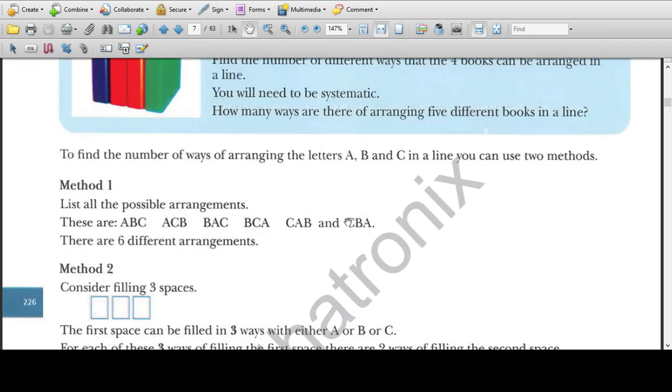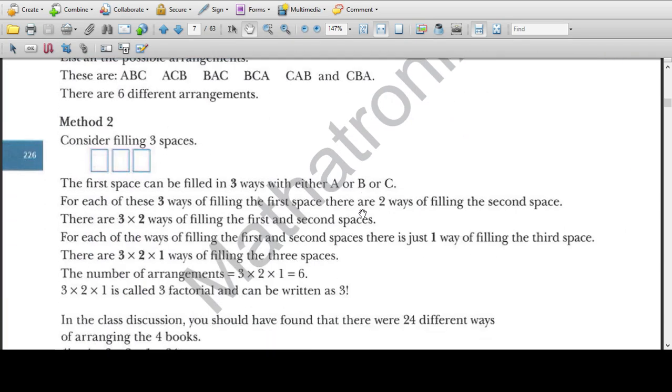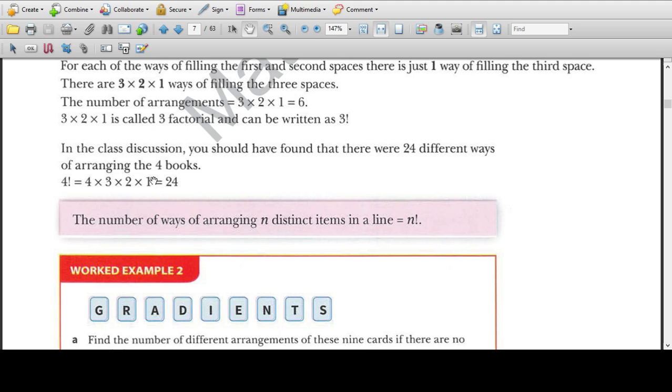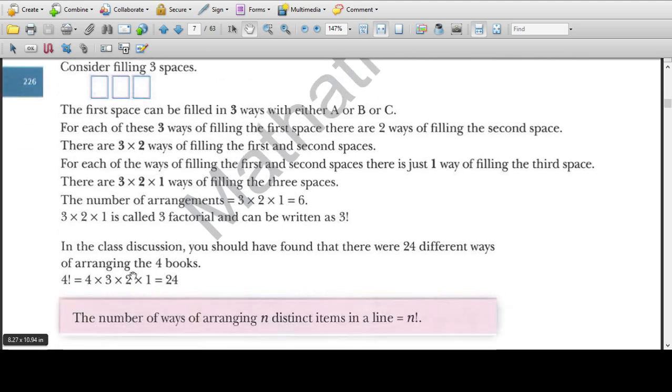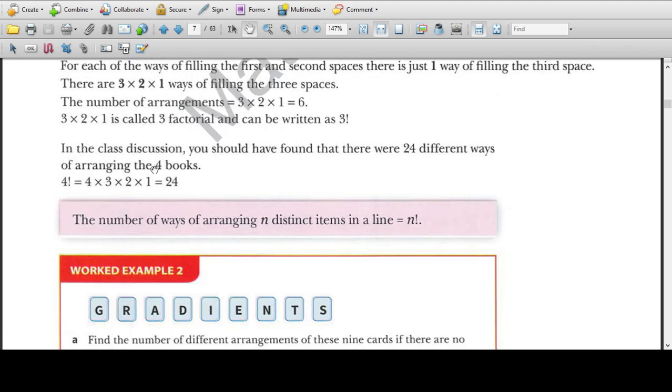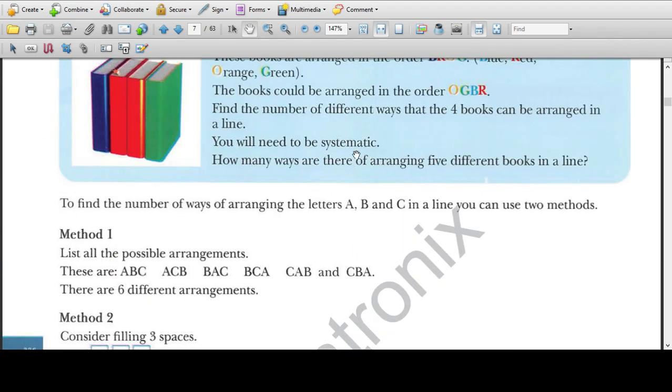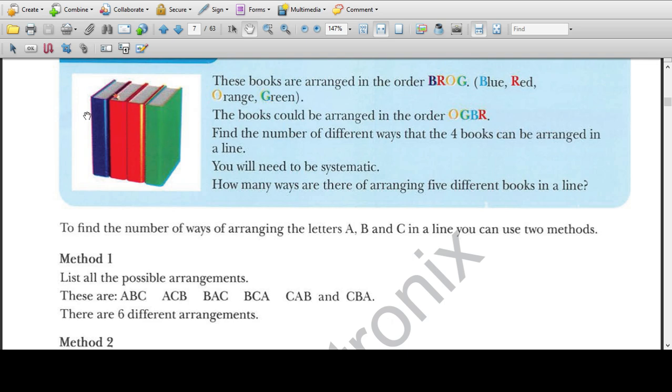Similarly for these 4 books, the number of arrangements using this method is as follows. The first book has 4 ways of being arranged, the second book has 3 ways, the second last book has 2 possible ways to be placed, and the last one has only 1 space. So this is 4 into 3 into 2 into 1, which is 4 factorial, equal to 24. So there are 24 ways that these books can be arranged.